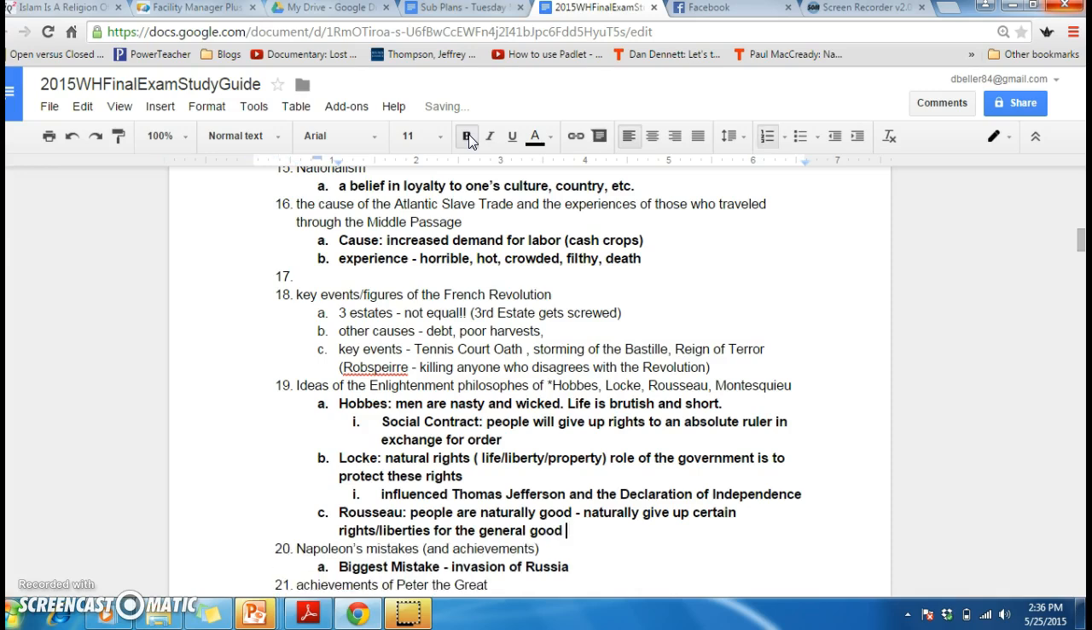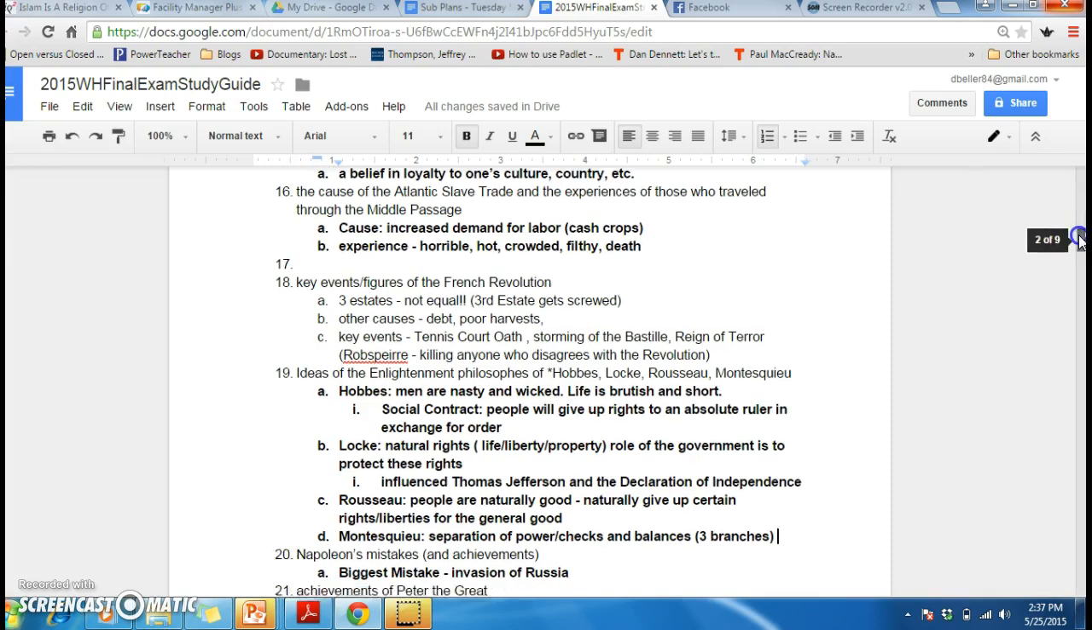And last but not least, Montesquieu. Separation of powers and a system of checks and balances. So we have three branches of government, and each branch has certain powers that are delegated just to them. That's your separation of powers. And then when you're talking about checks and balances, each branch of government is given certain powers that would check or limit the powers of the other two branches. That way no one branch can dominate and control the entire government.